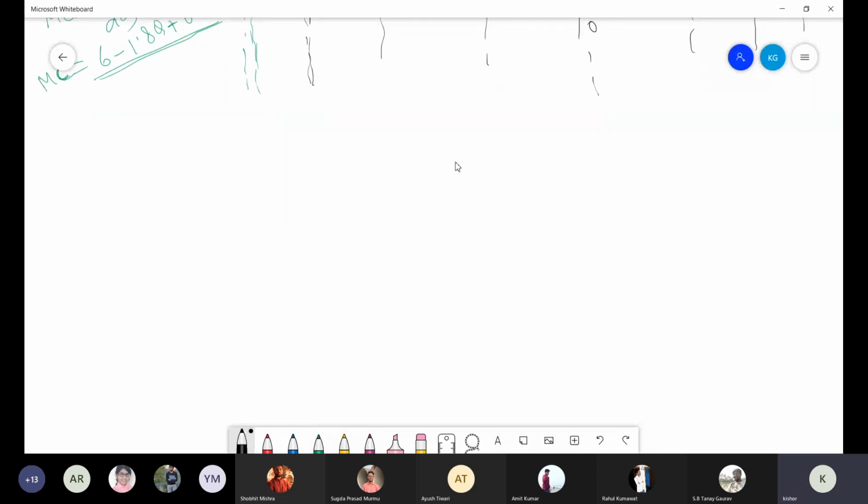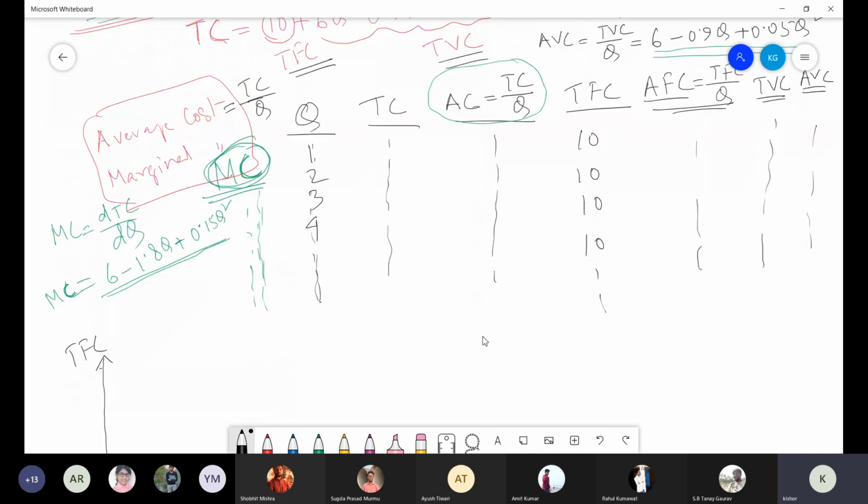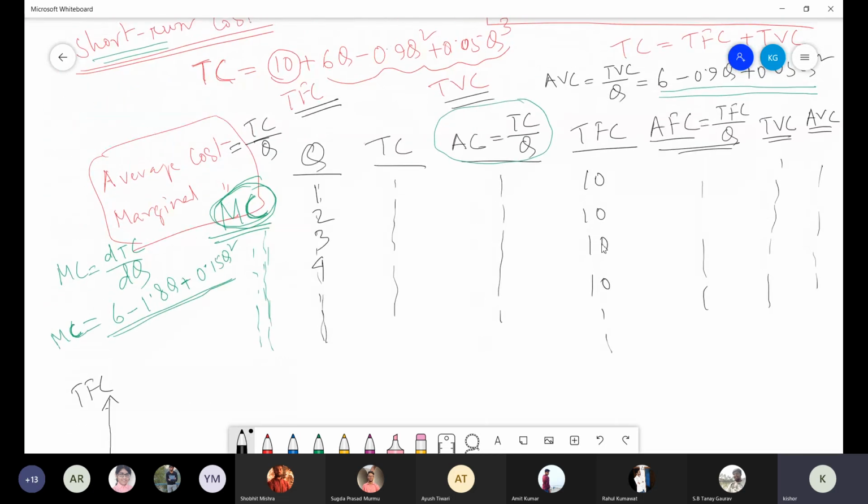In a graph paper, suppose you are plotting it. Suppose I am starting with fixed cost. This side is Q, this side is total fixed cost. Total fixed cost, what are you getting? Irrespective of level of output, fixed cost is 10. You are getting 10 in each and every case in the equation.